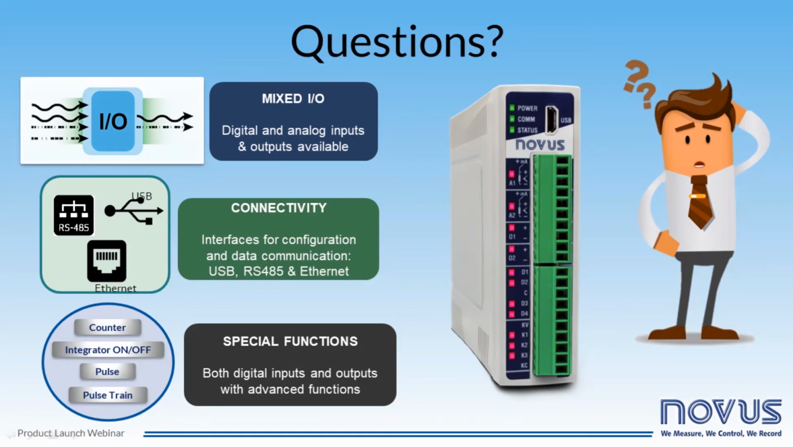Okay, another question is, if the device is functioning as a counter or integrator on any digital input and the device loses power, does it retain the information? Yes, DigiRail Connect retains the counter and integrator variables in non-volatile memory. And when the power is turned on, it recovers the variables automatically, okay?